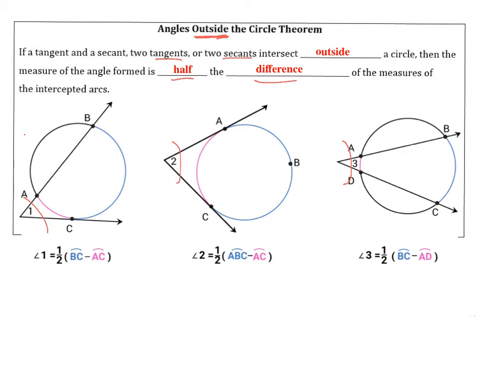So for the first example, it's going to be half the difference between arc BC and arc AC. And that's going to give me the measure of angle 1. And it's the same in these two other cases.